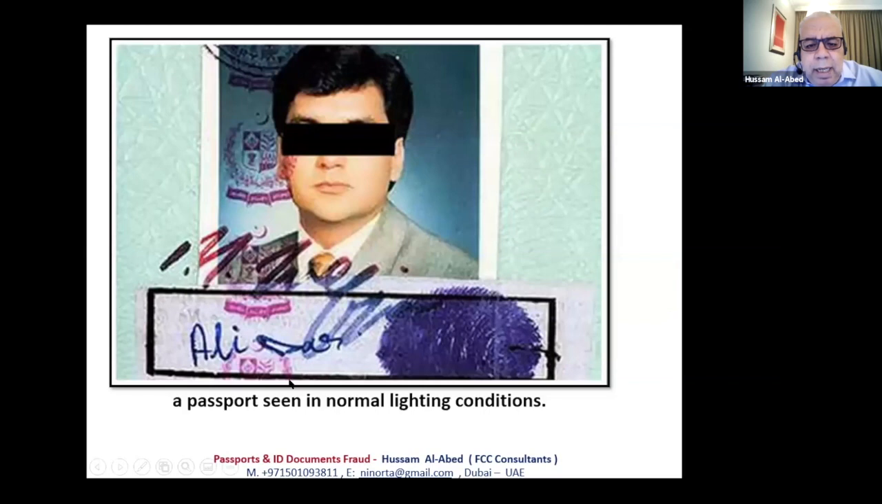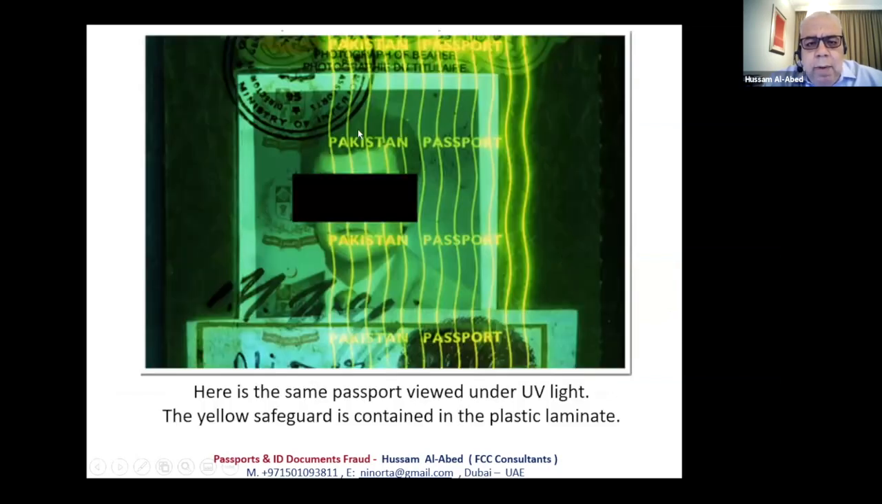This is a passport, a very old passport. However, we are using this as an example. Here, normal view, it's a Pakistani passport. Normal view, everything is nice. We put it under UV, we can see UV lines are covering the photo. So this is a 100% genuine passport.